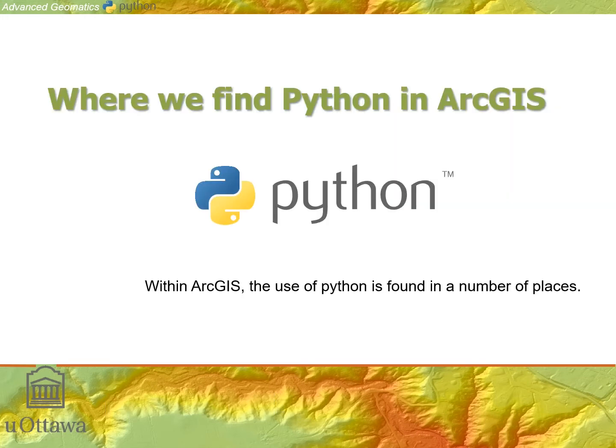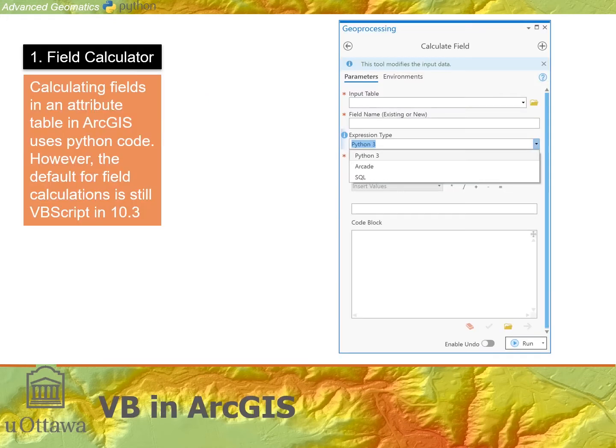So where do we find Python in ArcGIS? Many places. The field calculator, for example. The field calculator can use expressions to deal with fields, like field 1 plus field 2, as an example.